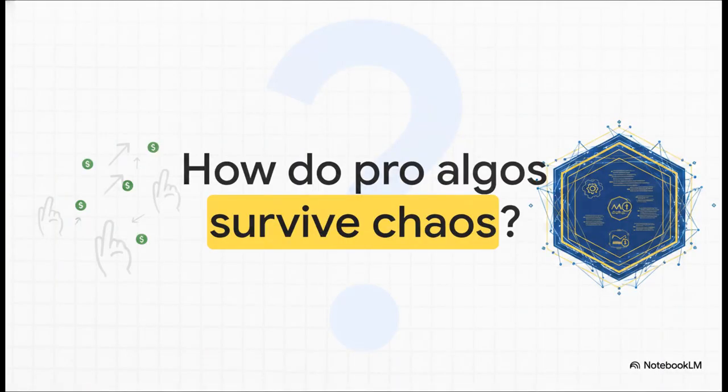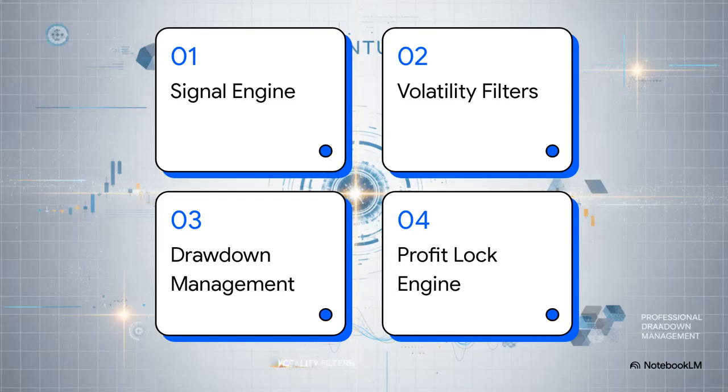The biggest question in algorithmic trading isn't just about how to make money. It's actually, how does a professional algorithm survive market chaos? A basic script just spits out buy signals and kind of crosses its fingers. And we all know how that usually ends. But a pro system acts as this active defense mechanism. It protects capital first and generates signals second. Okay, so our system diagnostic today covers 4 main modules. We've got the quantum signal engine, the adaptive volatility filters, professional drawdown management, and finally, the profit lock engine.